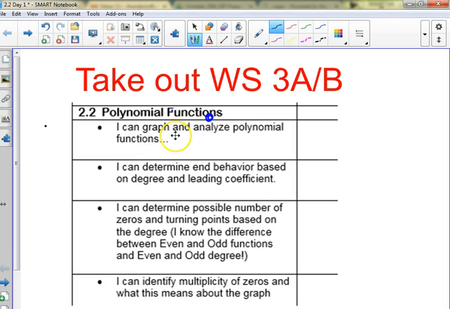So we're going to talk about analyzing polynomial functions, but also determining end behavior based on the degree and the leading coefficient. I can determine possible number of zeros and turning points. These should be really easy. But this is an issue for students because some of you still don't know what it means to be an even and odd function.